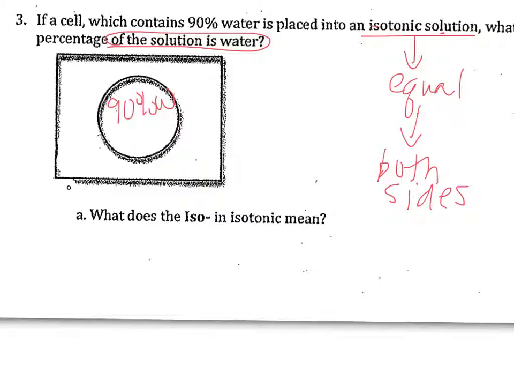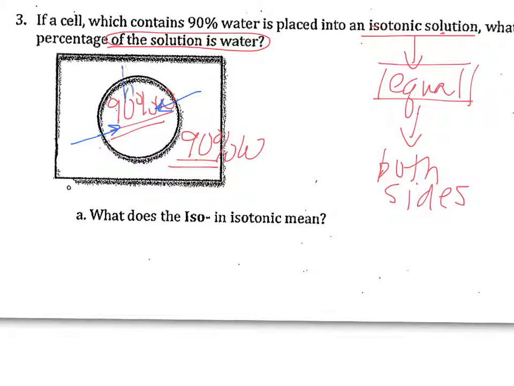So people always want to think equal, it's 50%, okay, the concentration of water. But if water is 90% inside the cell, the way that it's going to be equal is that it's going to be 90% outside. Therefore, water in this particular cell is going to move out and in at equal rates. And the size of the cell is not going to change at all.